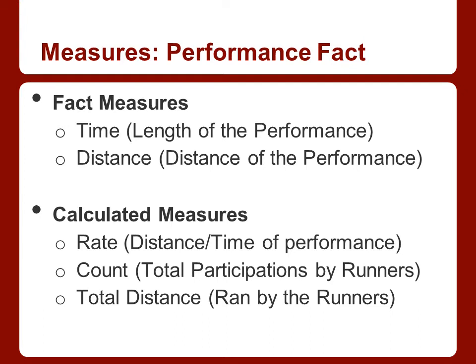Now, the rate is distance over time of the performance. So this takes the total distance ran and just divides it by the time to get an average rate. Count is total participations by runners. So every time a runner participates in an event, this just increments by 1. And you can see who participates the most in certain events, and who's participating the least. There is going to be a direct correlation for this, and how well they do. So we really thought that this was a really great measure to grasp in our system. And then the next one is total distance, and again, this just accumulates in kilometers how much your runners have ran in total.